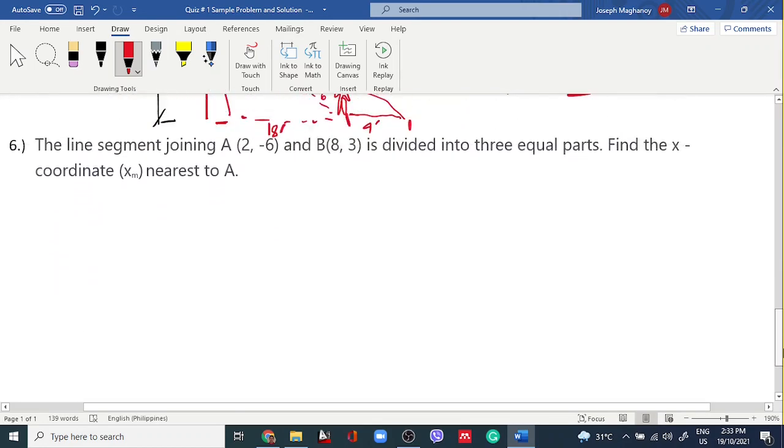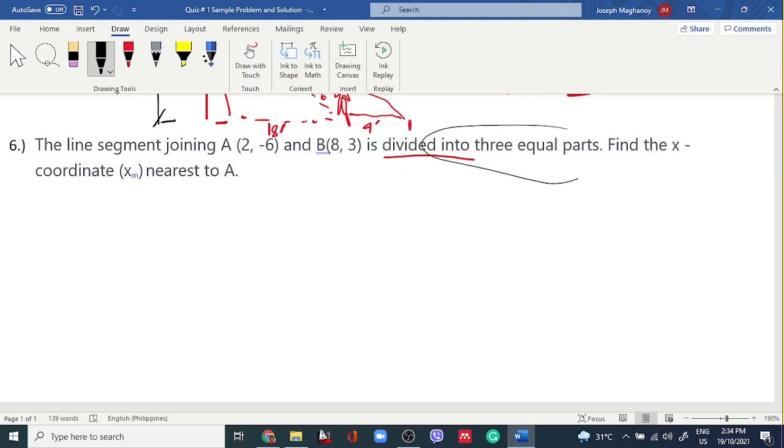So, okay, let's move on to our last problem example. The line segment joining the points A and B. Your point A is 2 and negative 6, and your B is 8 and 3. The line segment is divided into 3 equal parts. Okay, as you can recall, this divided into 3 parts, this is your what? That is your K, which is the ratio of both lines. So, yung K, this is your K.